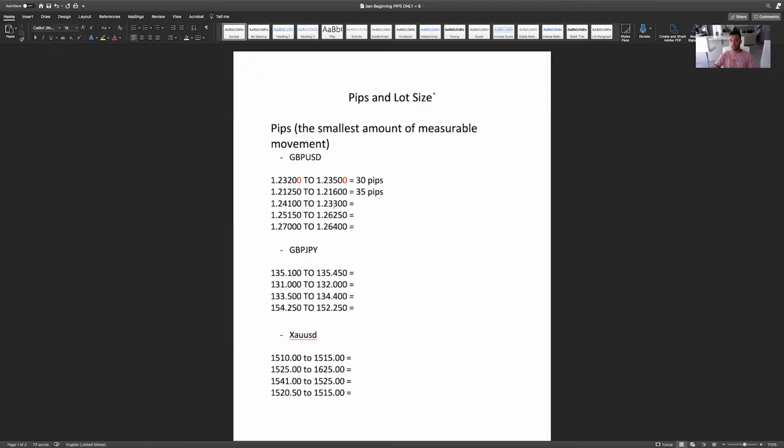I'm going to go ahead and leave these blank for you guys. I want you to go through and fill these out on your own if you have not done this already. Try to figure out the number of pips between the two. Remember, it's the difference. It's not plus or minus yet.